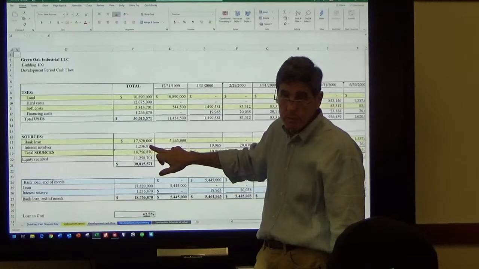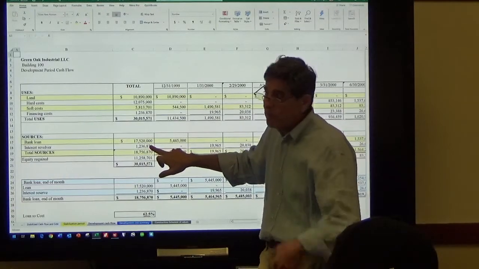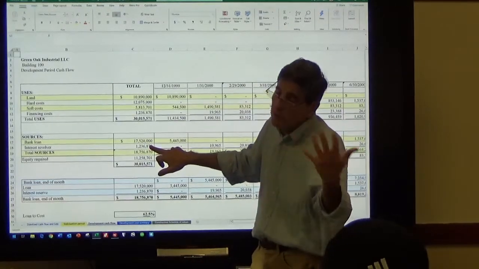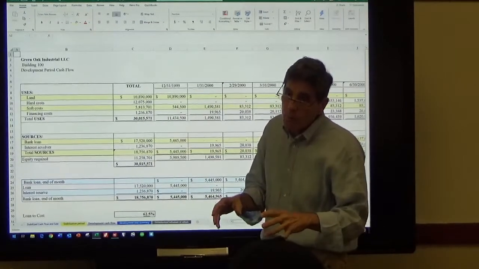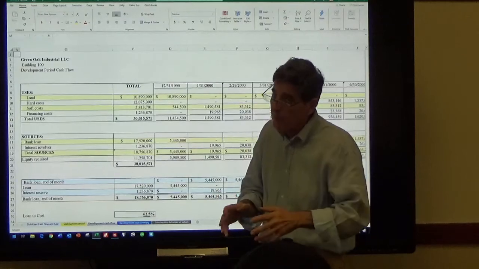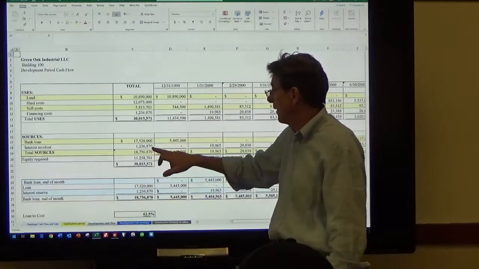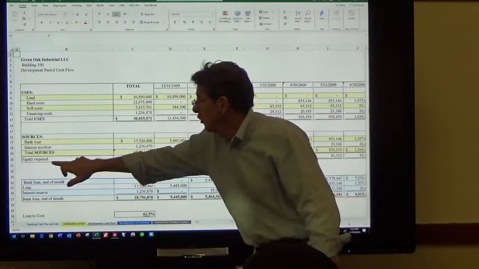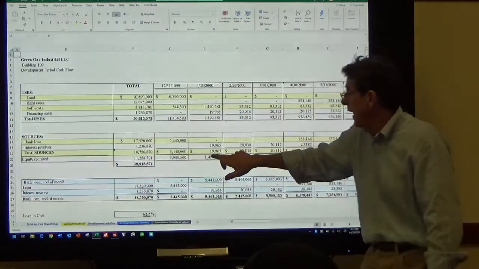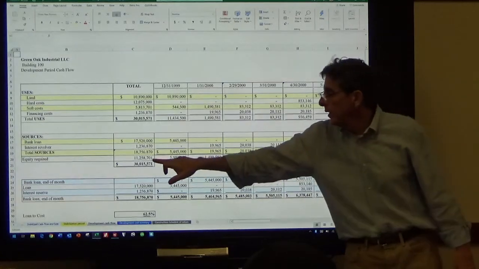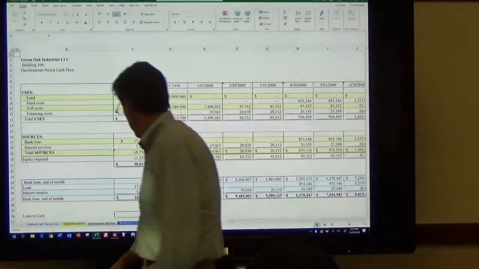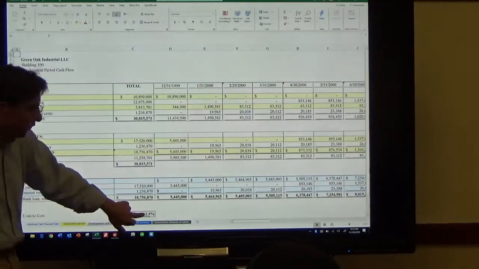Is the revolver another loan? Yes. They're tacked in together. And when you roll over from a construction loan into a permanent loan, you roll both of them in. And then you can solve for the equity that you need every month. So now you know you're going to need $11 million worth of equity. What's my loan to cost? 62%. That's going to be good.